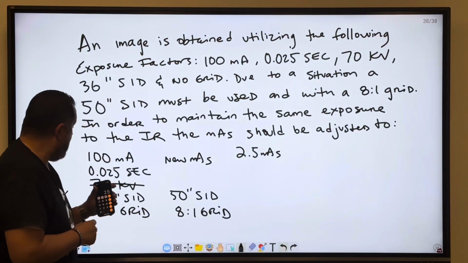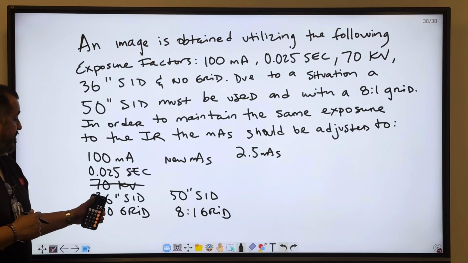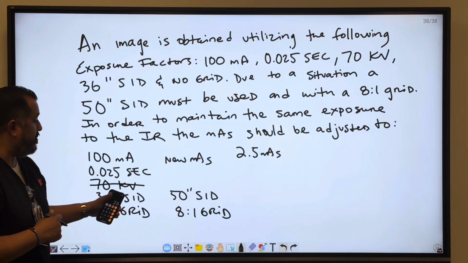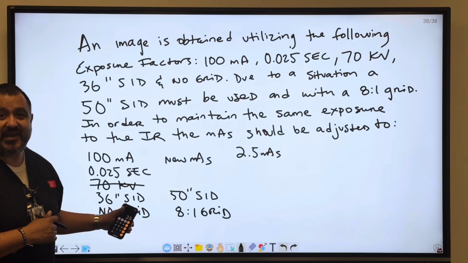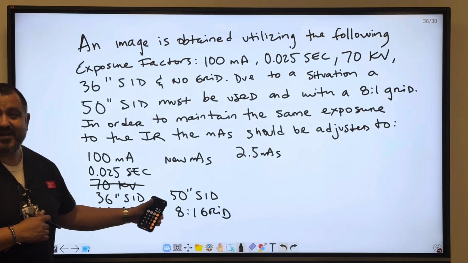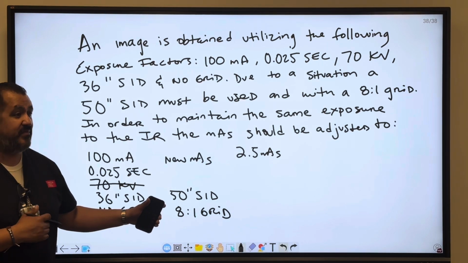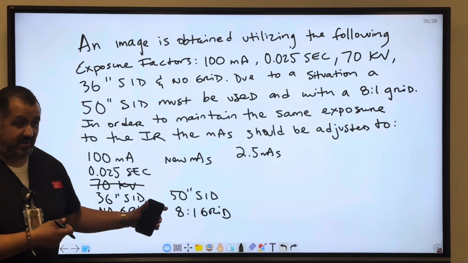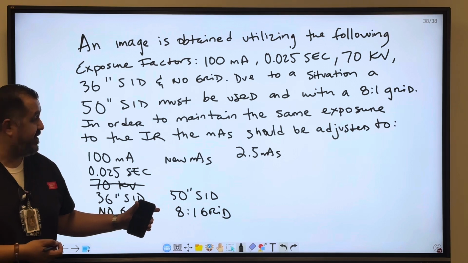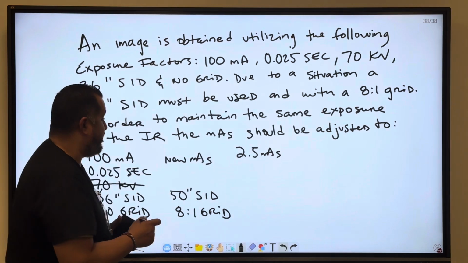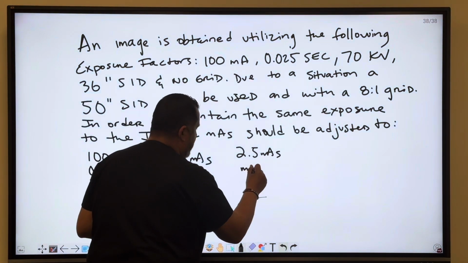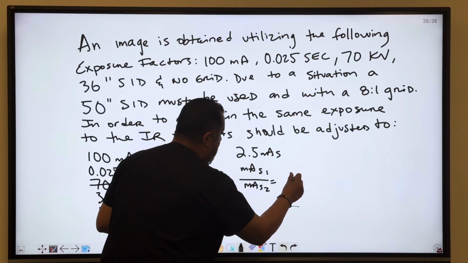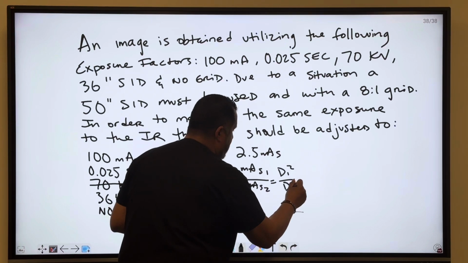So now we're going to go ahead and take a look at a 36-inch SID to 50-inch SID. So what math are we going to have to do here? There's a change of distance, so we're going to have to get a new mAs, right? So what math problem is that going to be? Exposure maintenance, right? Direct square law, the mAs distance formula, correct? So now we're going to use 2.5 mAs. I'm going to write out the formula again. So repetition is key. mAs 1 over mAs 2 equals d1 squared over d2 squared, correct?